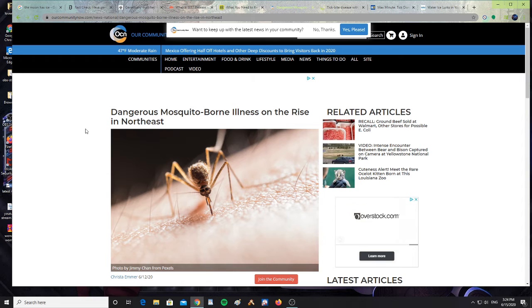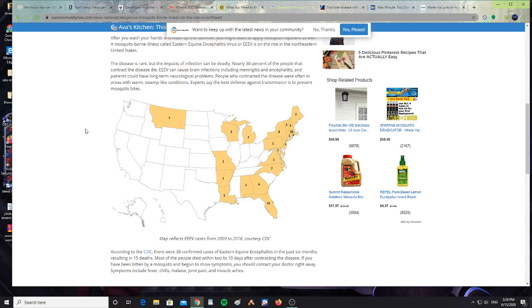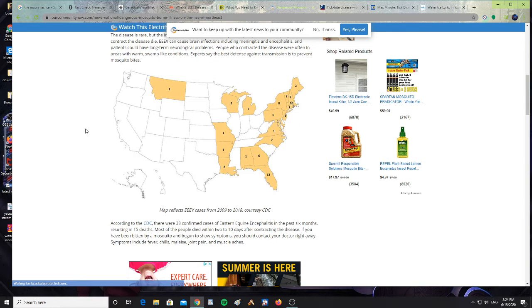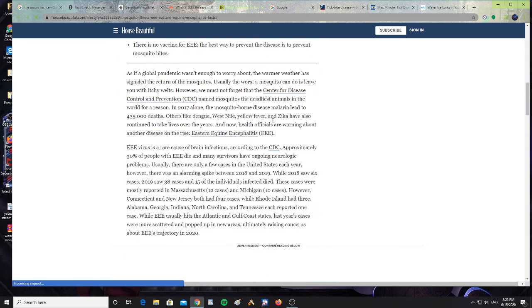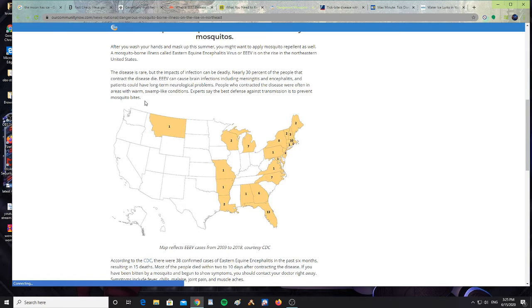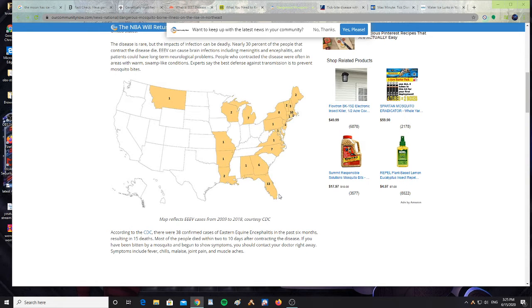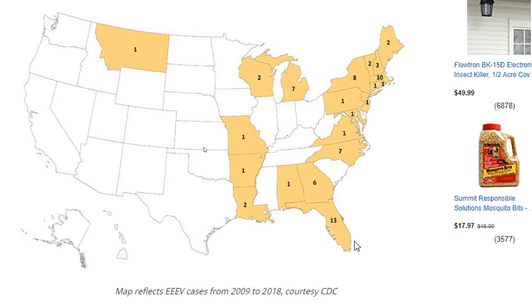And again, it says dangerous mosquito-borne illnesses on the rise in the Northeast. So you see the map here. Let me see if we can zoom in. Okay, let's zoom in here. These are the states where EEE cases from 2009 to 2018 have occurred. So if you live in those states, please be aware.